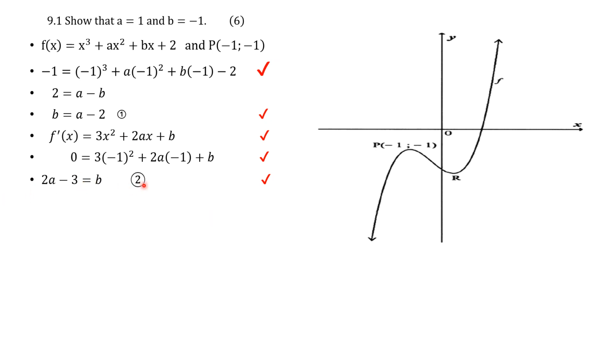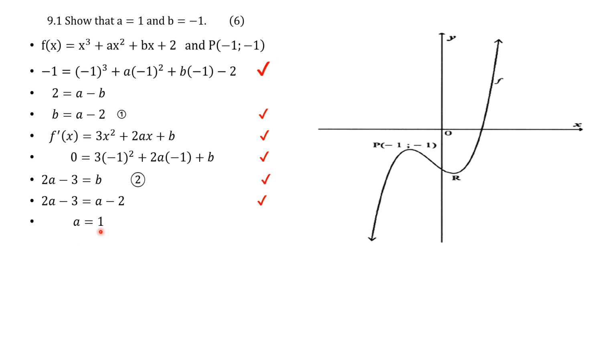That's my equation 2. Right, so now I'm going to equate 1 and 2. So there b and b is the same letter b. So I can now say this a minus 2 equals the 2a minus 3. Right, so 2a minus 3 equal a minus 2. If I take a over, a is positive here, it will become negative on the other side. So 2a minus a would give me a, and if I take minus 3 over, 3 minus 2 will give me 1. So a equal to 1.